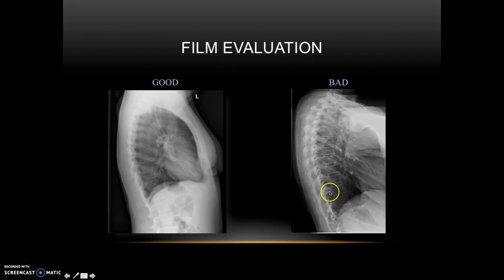This is a bad example. You have some rotation along the ribs here. The arms are in the way. You can see the soft tissue here. They're not raised above the head. There's no marker to demonstrate what side this is, and the front part of the chest here is clipped.